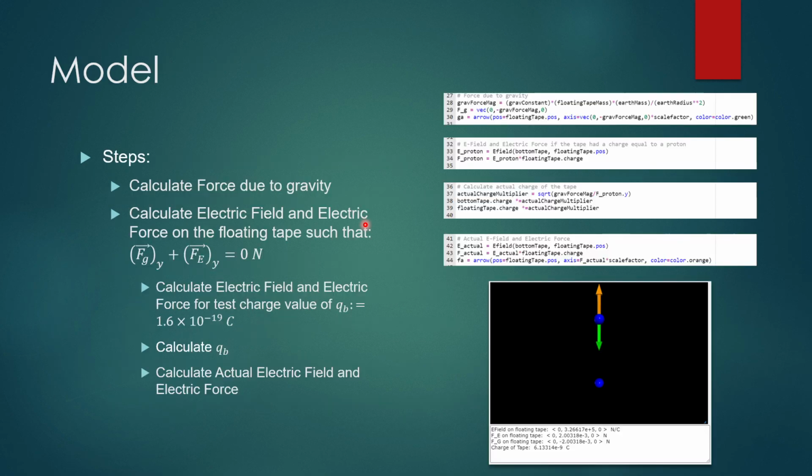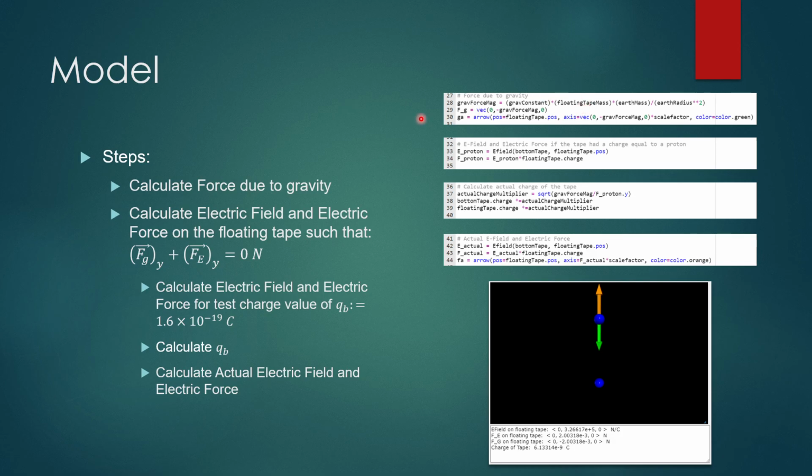And now finally for the model. So to create the model, we have to make some assumptions. First, that there's no air resistance on the tapes. Second, that the tapes have the same charges. And third, the tapes can be represented as point charges. And so to create a model, first we calculate the force due to gravity, which we find here.